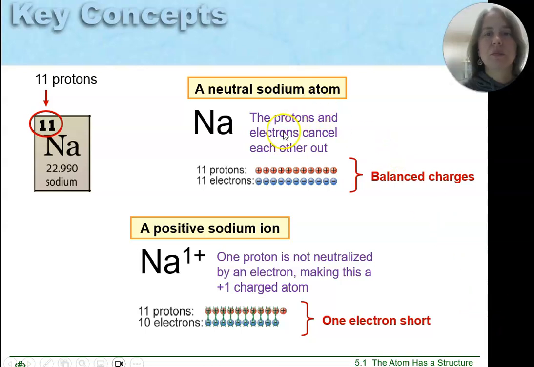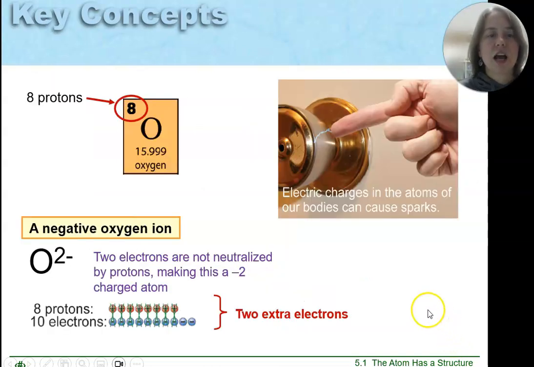So let's look at sodium. Here's neutral sodium, 11 protons, 11 electrons. It's balanced out. But if sodium loses that one outer electron, now they don't all cancel out and it has a +1 charge because it lost an electron. Let's look at oxygen ions. Oxygen has 8 protons. If it has 8 protons and 8 electrons, it would be neutral, but oxygen really wants to gain 2 more. It has 6 outer electrons. When it gains 2, it's not neutral. It has a -2 charge. So oxygen often forms -2 ions.